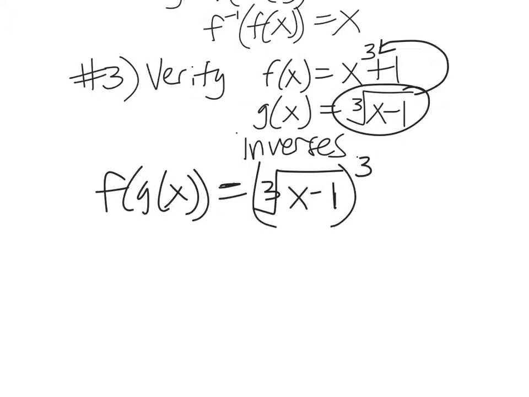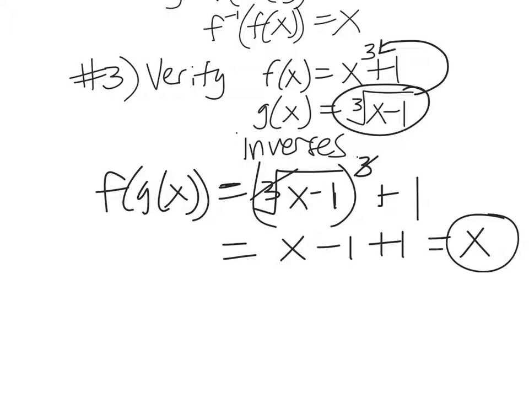I'm going to take that and cube it and add 1 to it. And they don't take long, unless they're really complicated, which the next one's going to be. And then here, the cube root and the cube are inverse functions of each other, so they cancel each other out. And you get x minus 1 plus 1 equals x, and that's what we're trying to show.